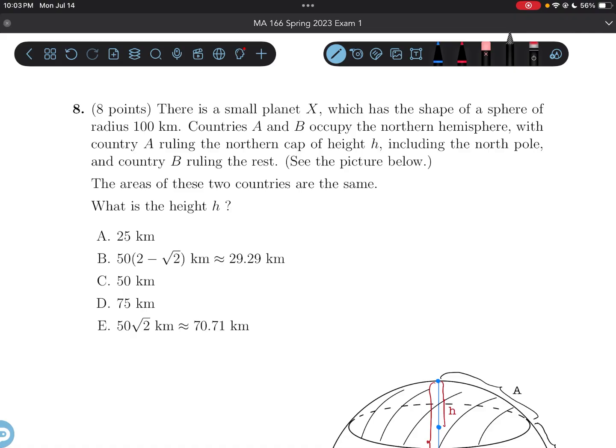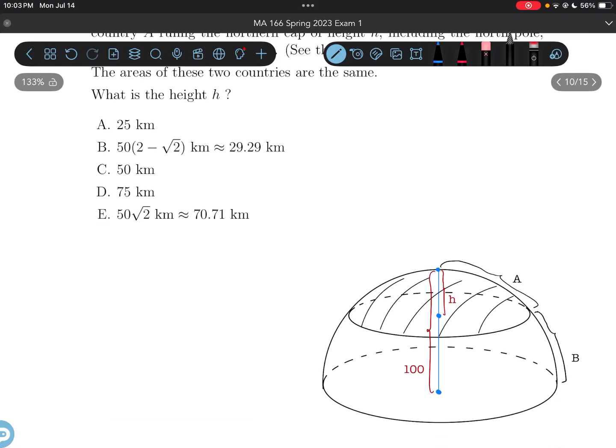Okay, so this problem is asking us to find surface area. So what we want to use to solve this problem is the formula for surface area of revolution. Surface area of revolution is a method for when you're given a two-dimensional arc and you rotate it. It finds the surface area of this rotated shape.